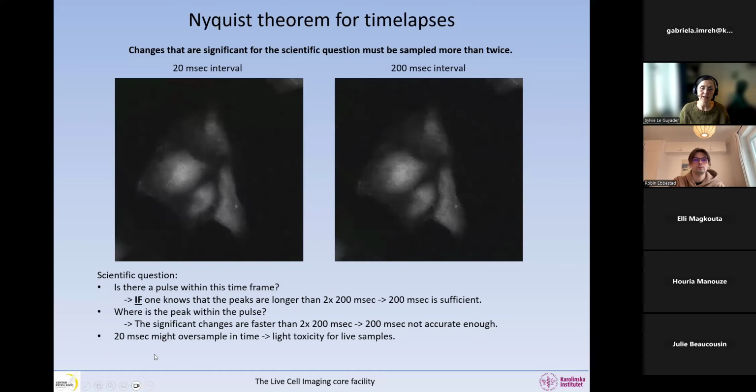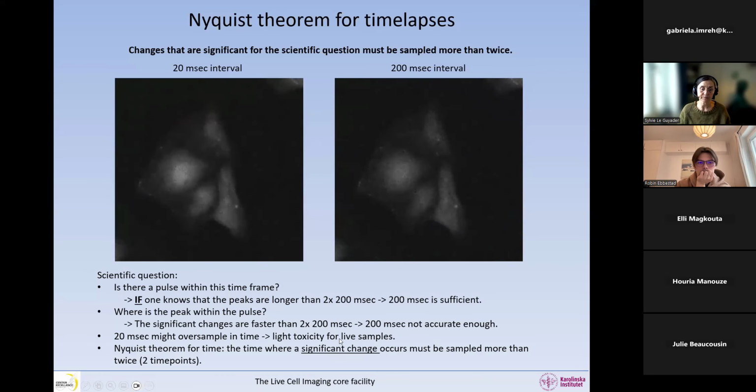So in this case, for example, it is possible that we oversample here. Maybe instead of a 10 times longer interval, if we had double, like 40 milliseconds, we would also be able to collect the same information. So we need to have some knowledge of the sample to define the time interval. The Nyquist theorem for time works as well. The time where a significant change occurs must be sampled more than twice. So 2 time points or more.